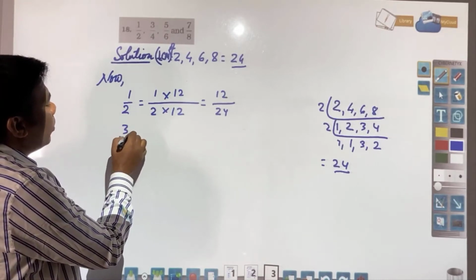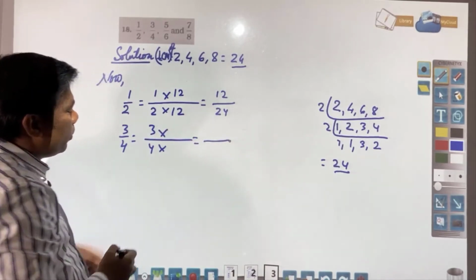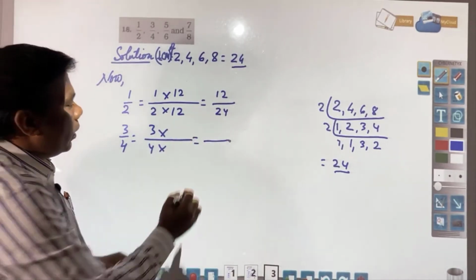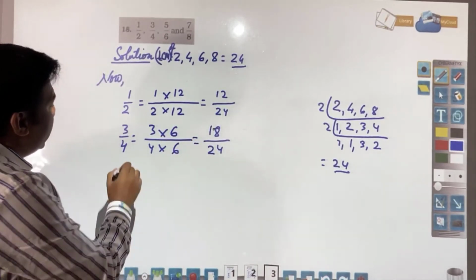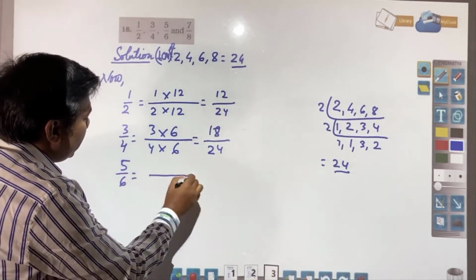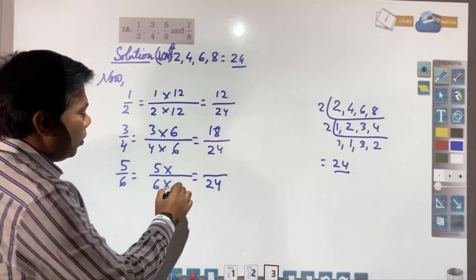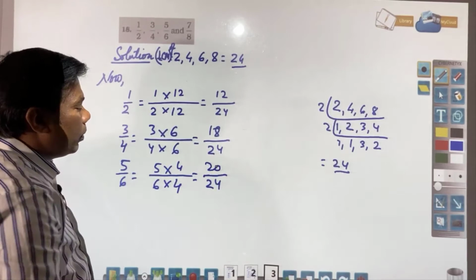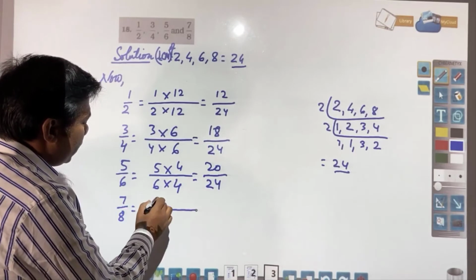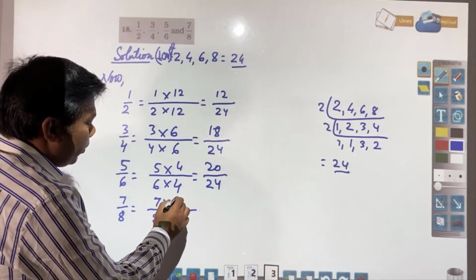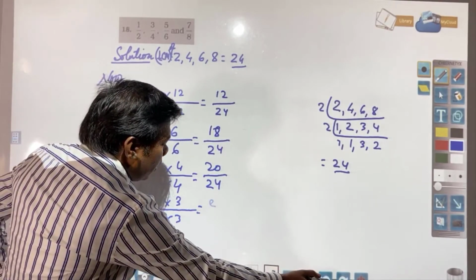Now 3 by 4, just convert this 3 by 4. What is required to be multiplied with this? 4, 6 times so that you will get 24. So 18 by 24 you have got. Then you have 5 by 6. So again here you see what is required to be multiplied with 6 so that you will get 24. 4 will be required. So this will be 20 by 24. Now 7 by 8. 3 will be required to be multiplied. You will get 21 by 24.